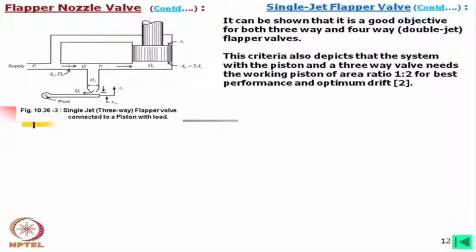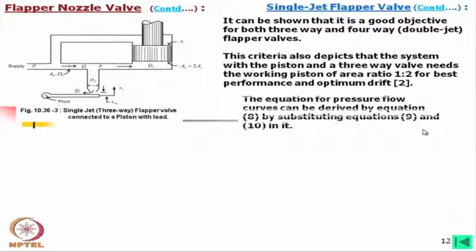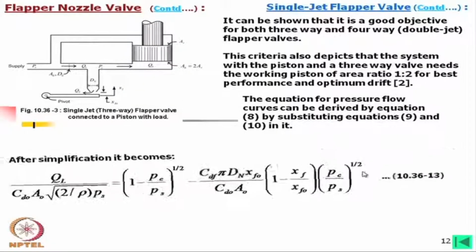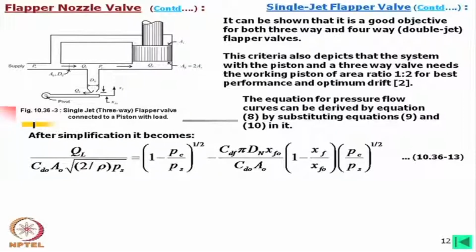Now, there is also a technique by which we can control the drift. But this is important; however, we are not analyzing the drift here. To know about this drift, we should consult these references. The equation for pressure flow curves can be derived from equation 8 by substituting equations 9 and 10, and then these equations become like this. So, this is for the pressure flow curve, we derived these equations.